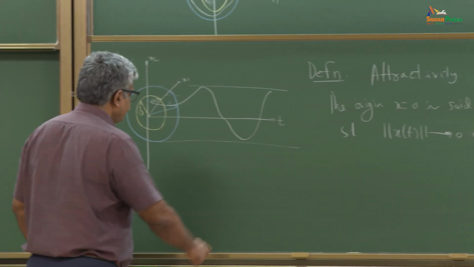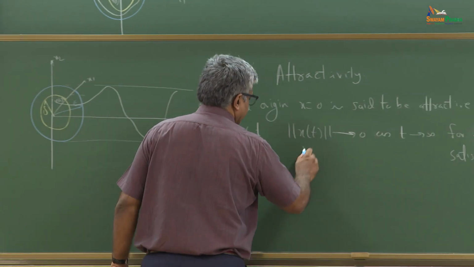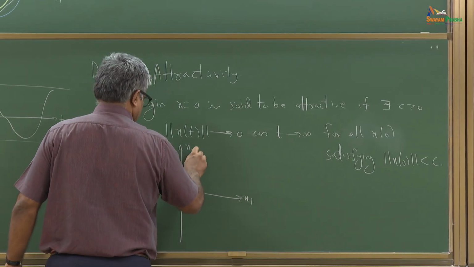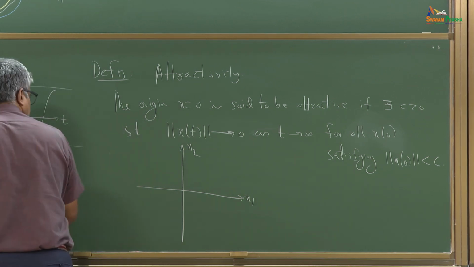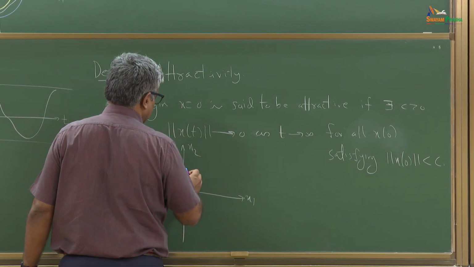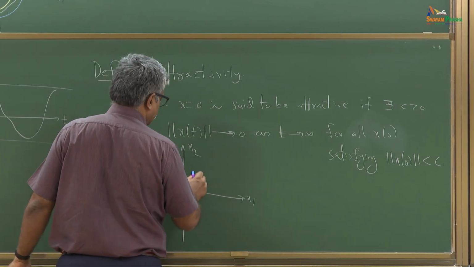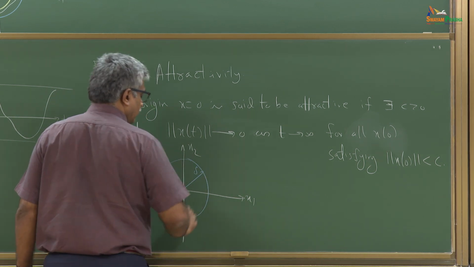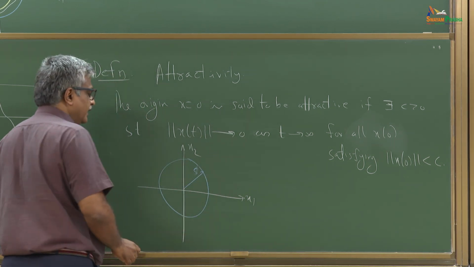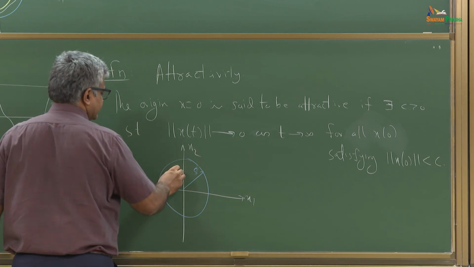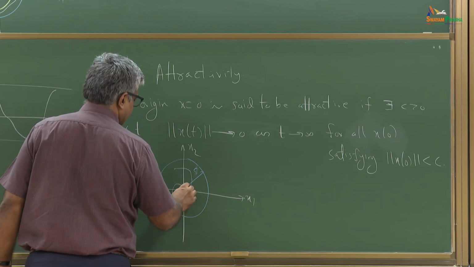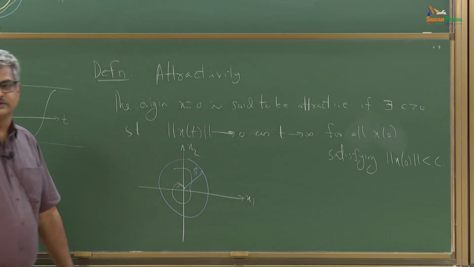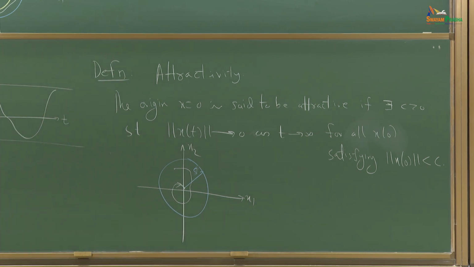So the picture would be something like this. You come up with some ball of radius c, such that all trajectories starting in this ball approach the origin. Okay.